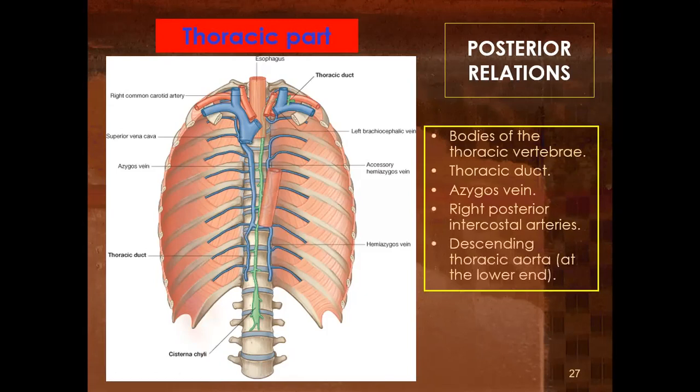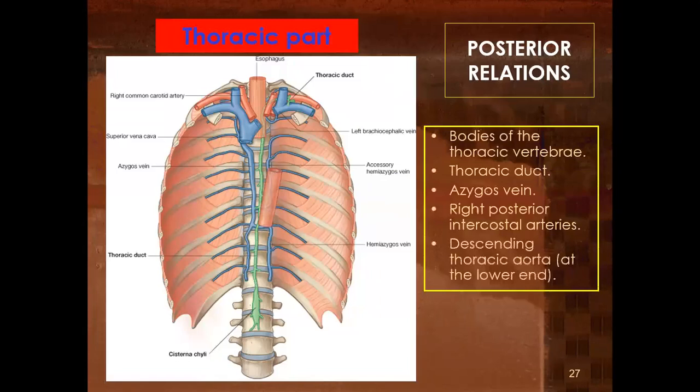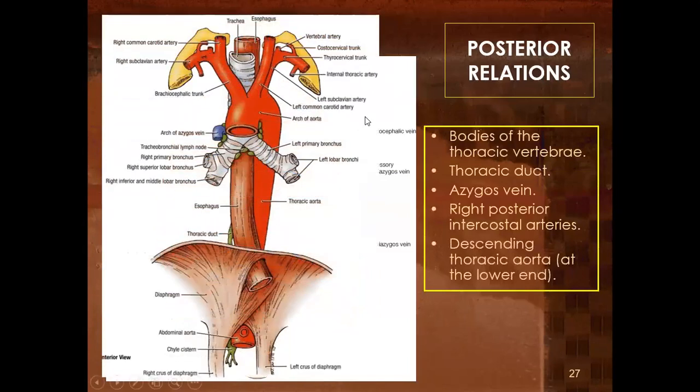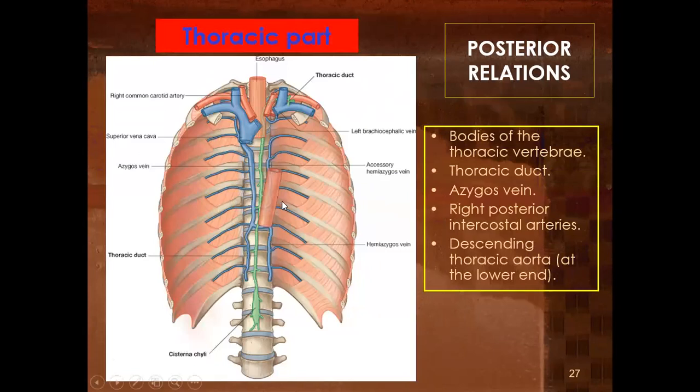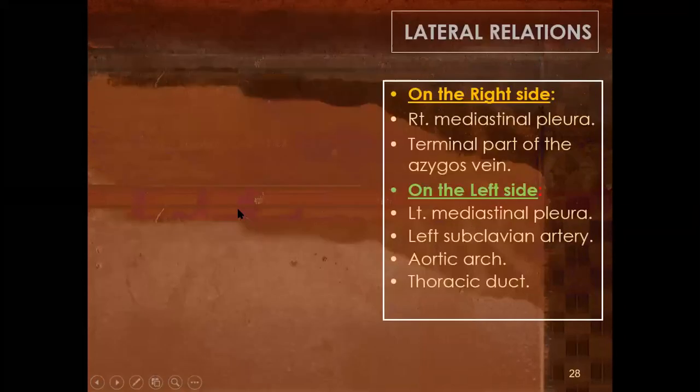Then the descending thoracic aorta at the lower end. So then behind there will be the descending thoracic aorta. If you go to the previous picture, you can see here, this is the arch of aorta, and the descending thoracic aorta also goes behind the esophagus. So here you can see again, this is the esophagus, and behind that is the descending thoracic aorta. This is the arch of aorta and its branches, and here is the descending thoracic aorta going behind in posterior relation to the esophagus.